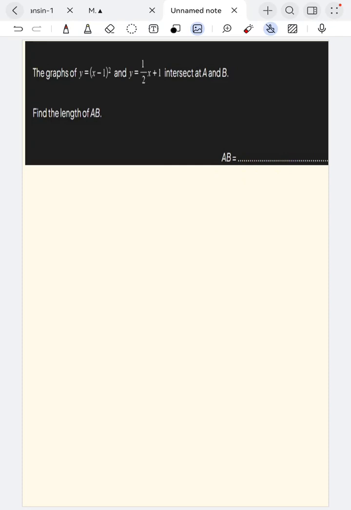We have a question that has more than one idea. The question says the graphs of y equals (x minus 1) all squared and y equals half x plus 1 intersect at A and B. Find the lengths of AB. So first of all, I have two types of graphs.